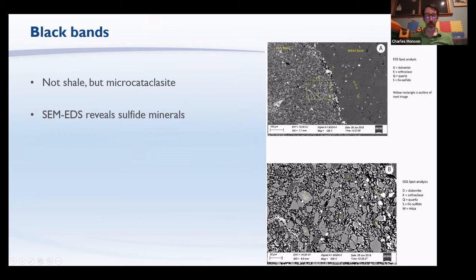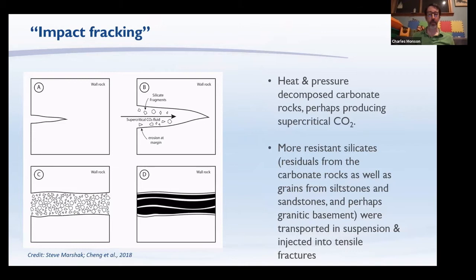And the SEM also included what's called EDS, which basically is a way of looking at the minerals inside it. And it found that this stuff here, the microcataclasite, has a lot of sulfide minerals in it. So Steve Marshak's model of this, he calls it impact fracking. His picture is that the heat and pressure of the impact decomposed the carbonate rocks that were impacted, probably producing supercritical CO2. That supercritical CO2 picked up silicate fragments of rock that were created during the explosion, carried them along with it as it was kind of shooting through the cracks that were forming, made the cracks larger.